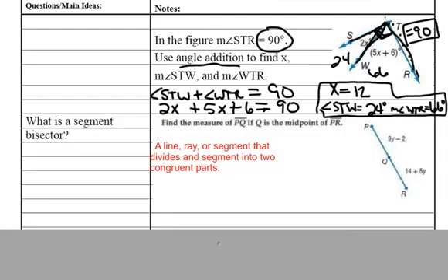Okay, this next one's going to take a second. The first is, what is a segment bisector? A segment bisector is a line, ray, or segment that divides a segment into two congruent parts.